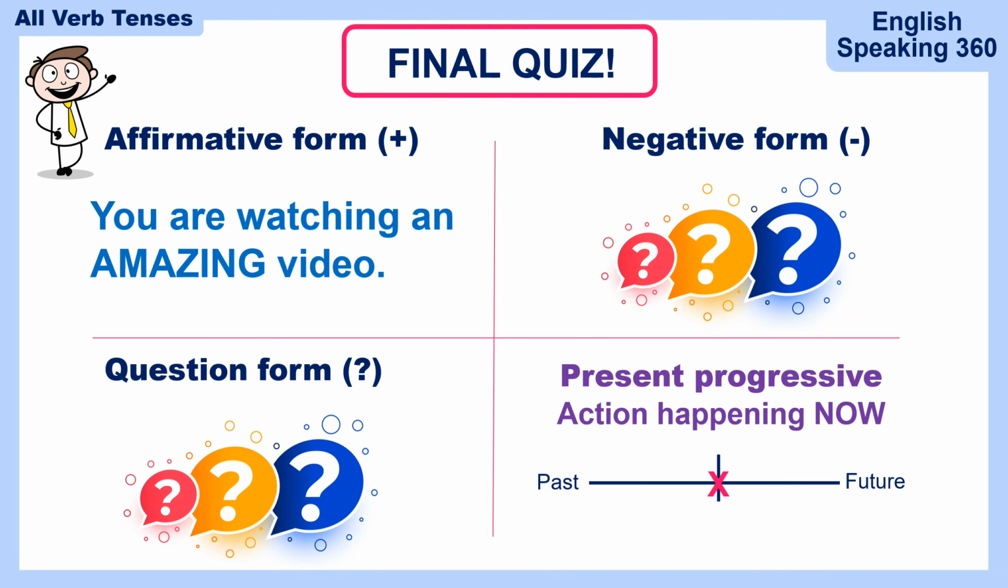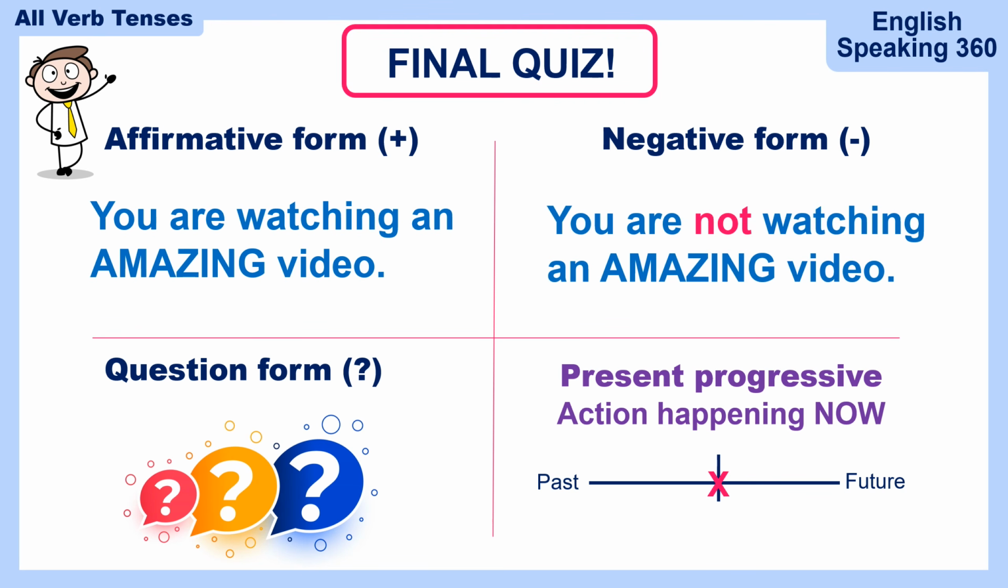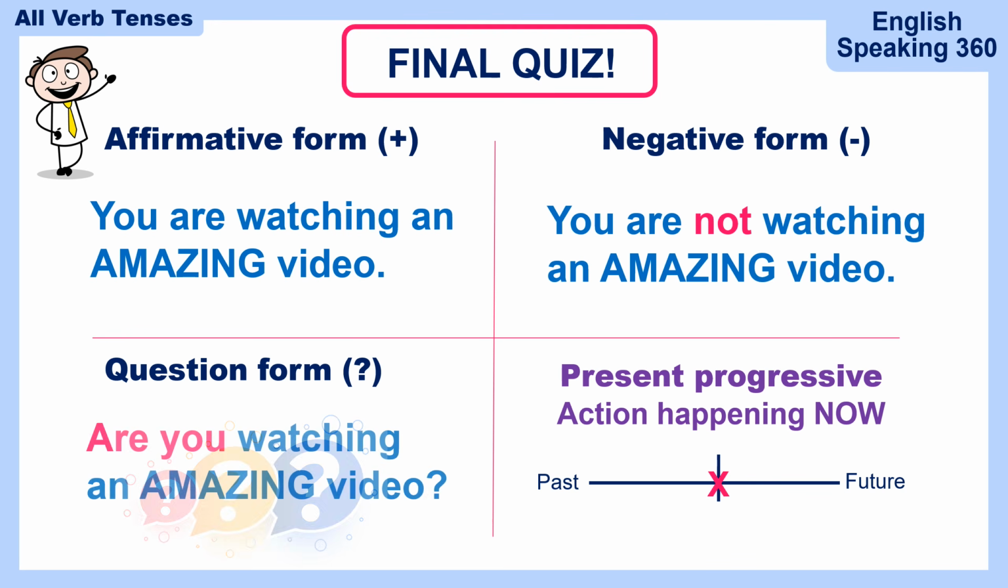You are watching an amazing video, and that is so true. That is present progressive right at this very moment, right now. What's the negative form? You are not watching an amazing video. But that's not true, right? You are not watching a boring video. That would be better. How about the question form? Are you watching an amazing video right now? I think so. Give yourself 2 points if you got the right answers.